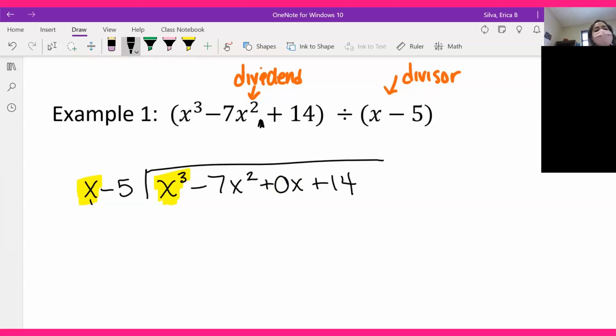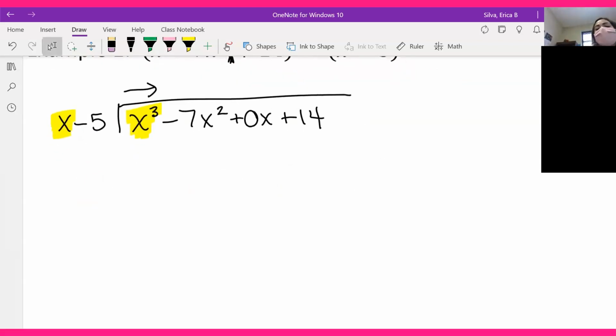Now, because we have two terms here, that means we're going to start writing them above the second term. So I always like to put that little arrow so I know where to start writing. I'm going to get the first term in my dividend, the number on the inside, and I'm going to divide it by the first term on the outside.